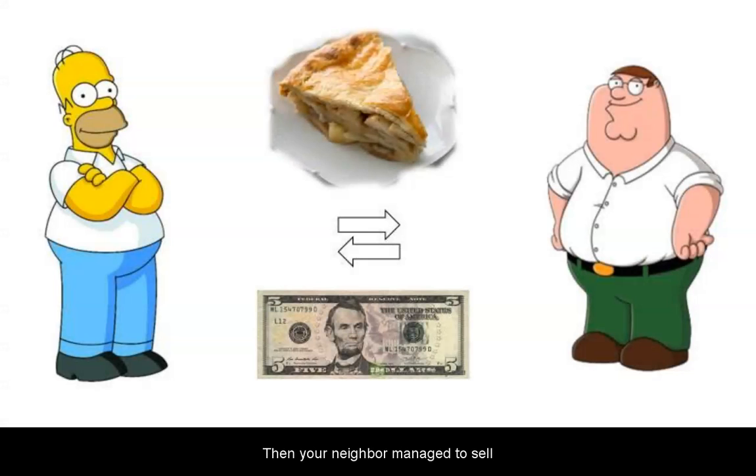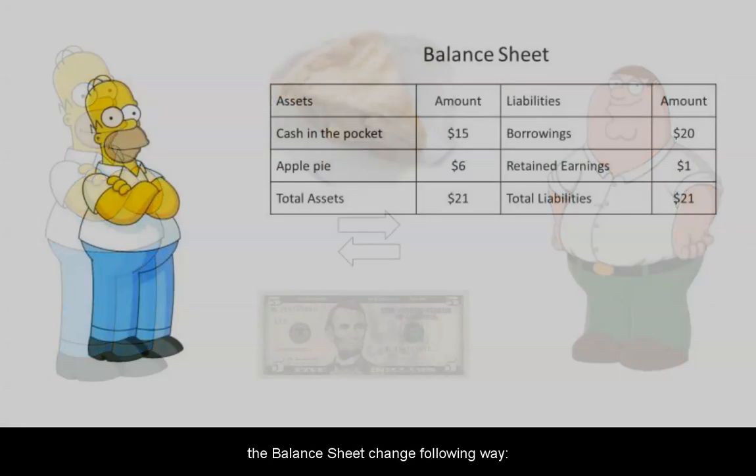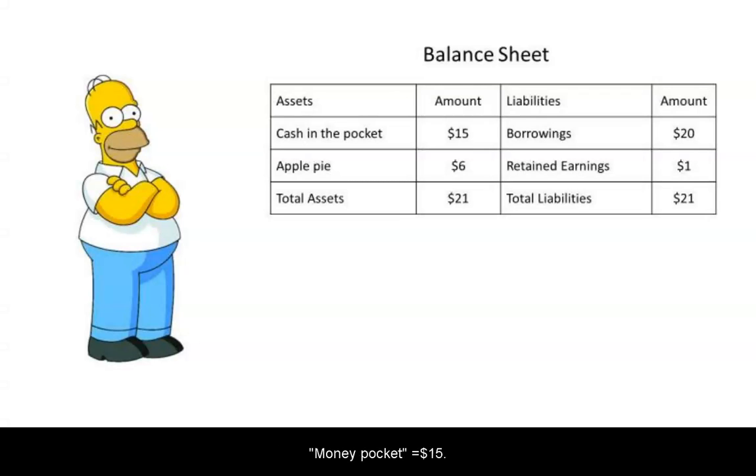Then, your neighbor managed to sell one piece of pie to another neighbor. This other neighbor was hungry and lazy, so he decided to skip going to the corner shop, and preferred to buy this piece of pie for $5. The balance sheet changed the following way. Money in the pocket increased, plus $5, and equals $15.